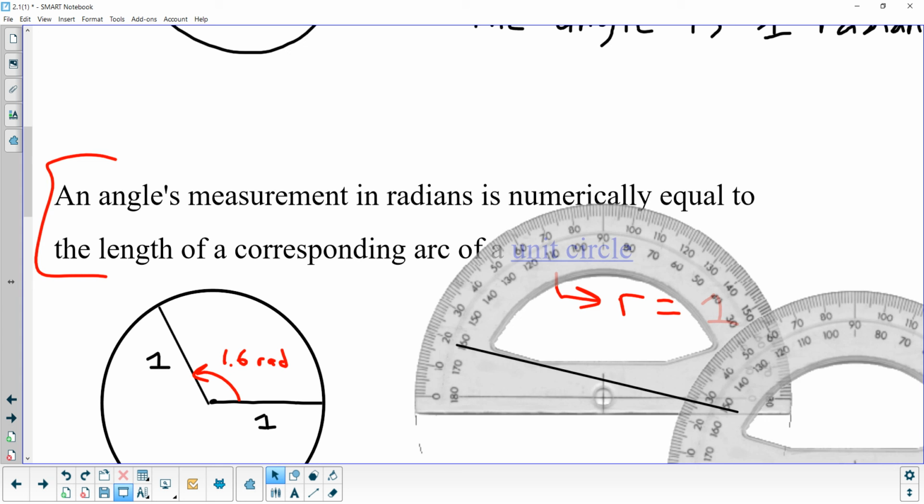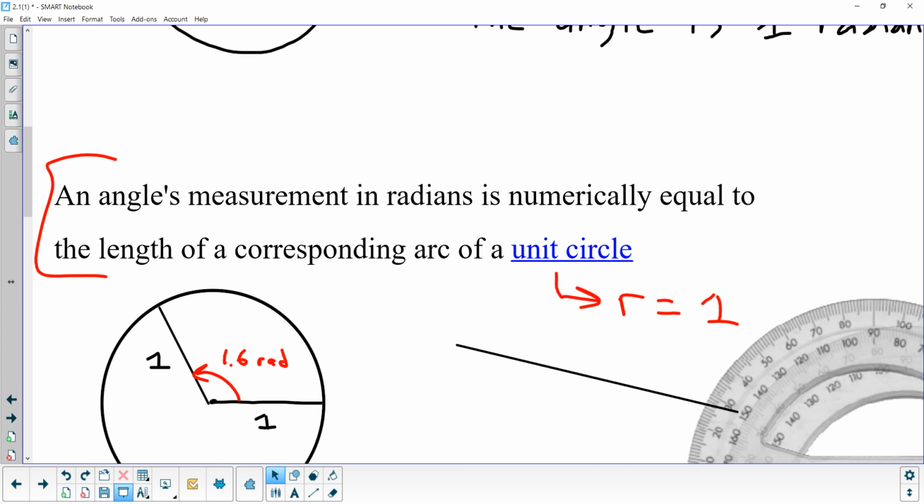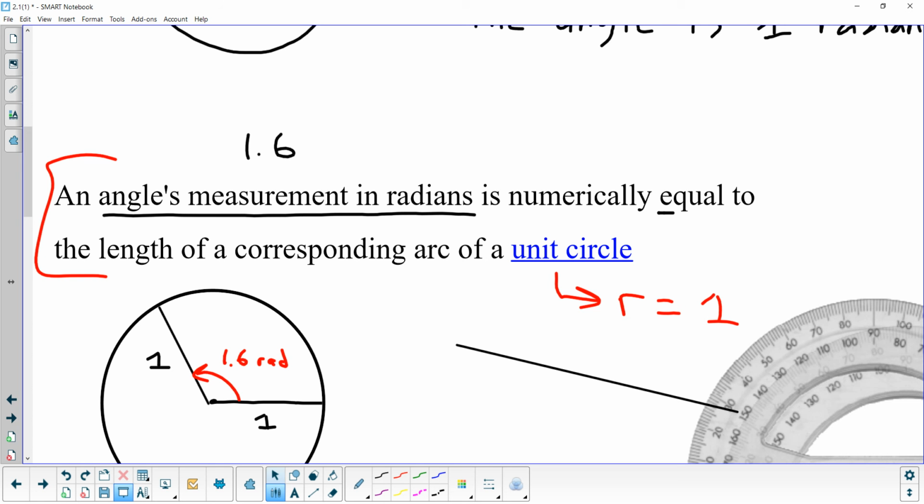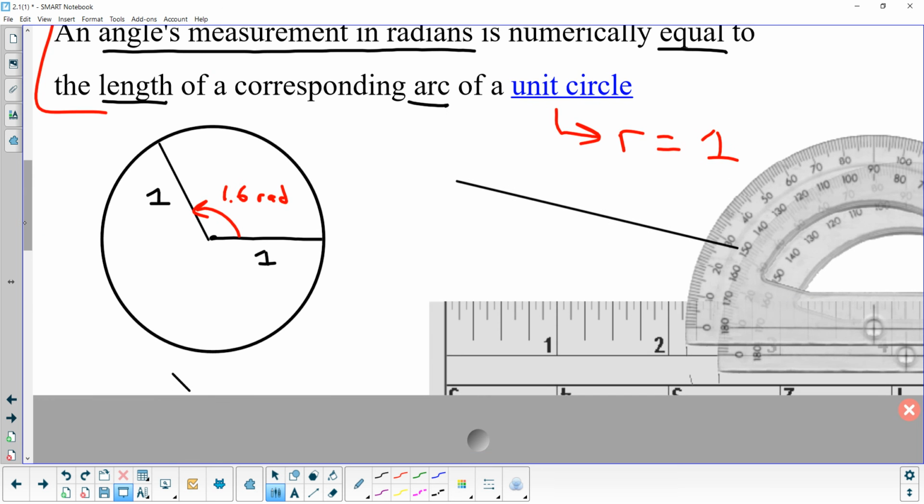Based on this sentence, the angle's measurement in radians that I just did was 1.6. This sentence says that that's going to come out the same as the length of the arc. That means if I took a string, put it right there, and measured it, that distance right here would come out to exactly 1.6 inches.